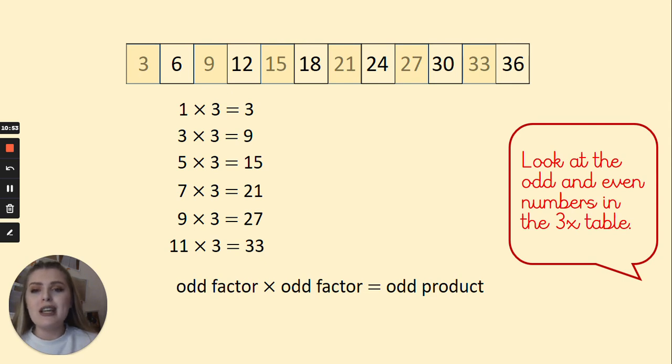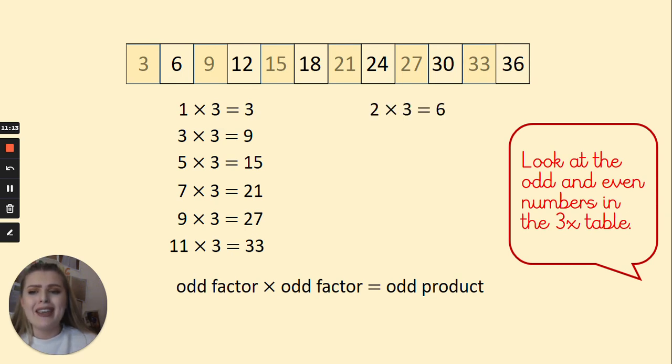If we look closely, we can see that each of these number sentences, these multiplications, are made up of an odd factor times an odd factor equaling an odd product. Each number is odd. Odd times odd equals odd.